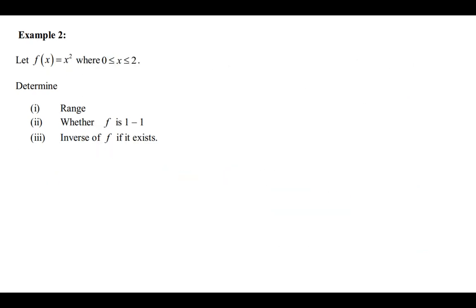Okay, so we have another question, which is an example, which says, let f of x be equal to x squared where 0 less or equal to x less or equal to 2. The first one is asking us to find the range. The range of that function is also straightforward. To find the range of this function, you replace 0 there to find the minimum. You also replace 2 to find the maximum.